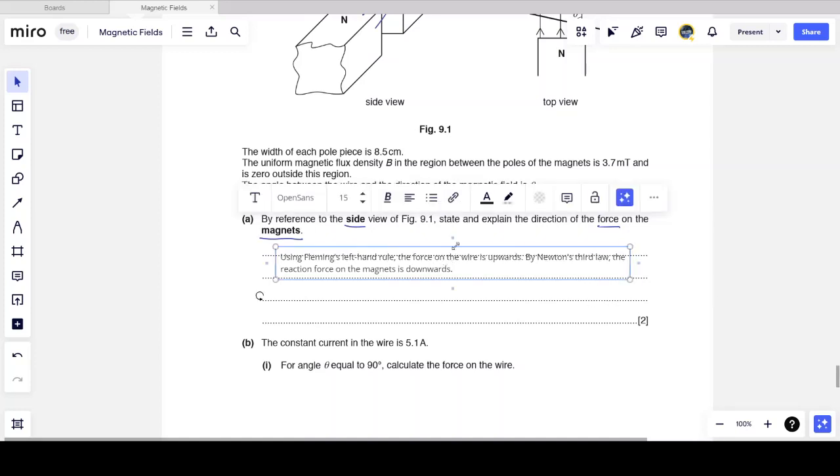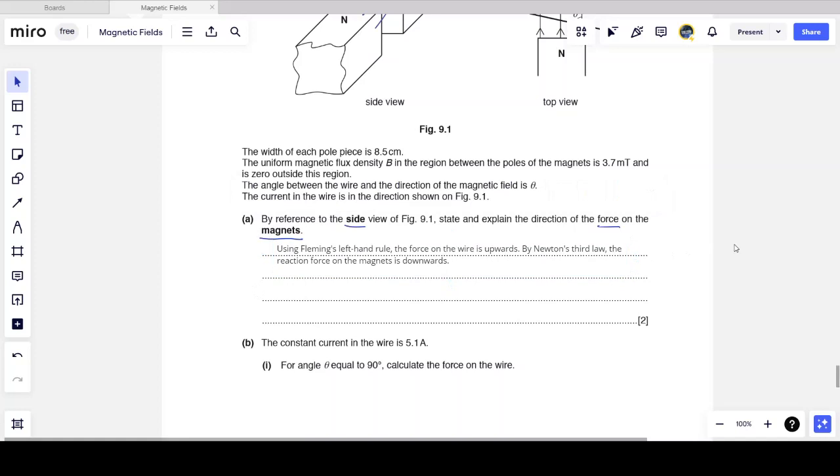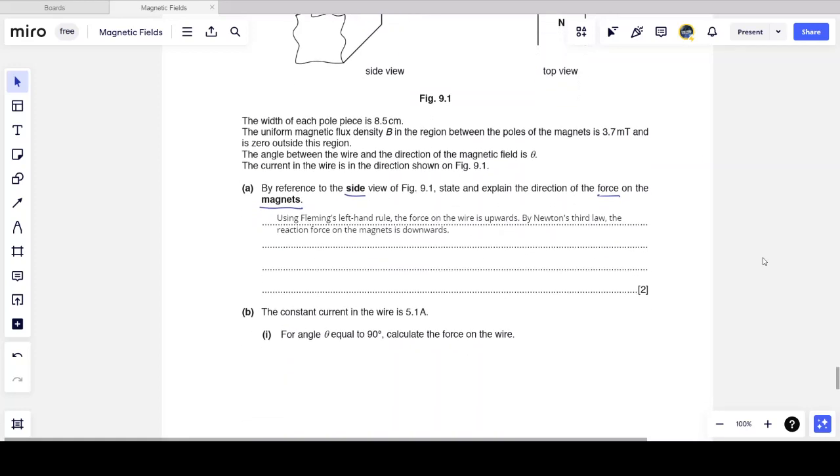The left-hand rule is great, but it only gives you the force on the wire. The question asks what's the force on the magnets. So by the third law, which you must write down, the reaction force on the magnet is downwards. So yes, the force on the wire is upward, but that only scores you 1 mark. You have to answer the question. The force on the magnets is then downwards.